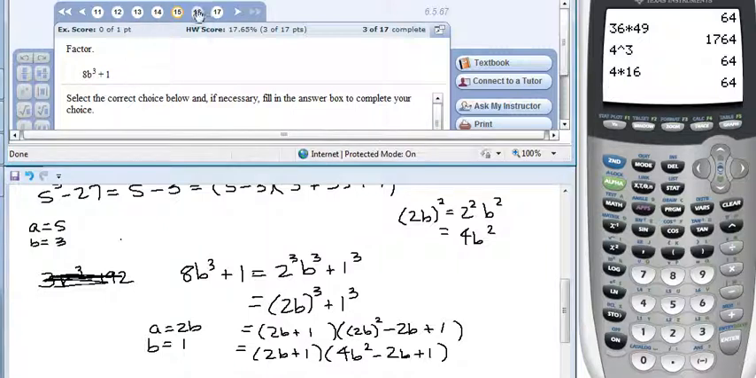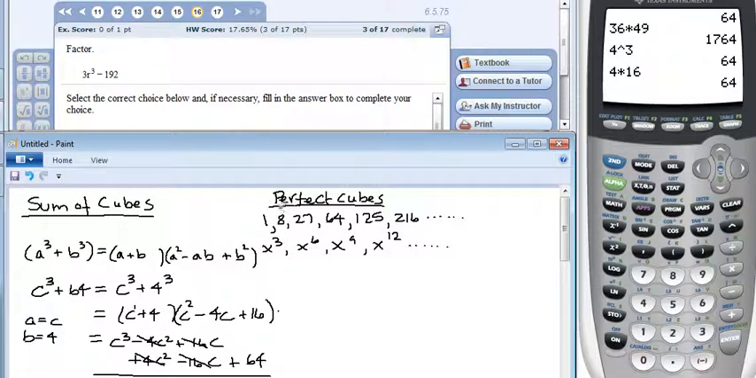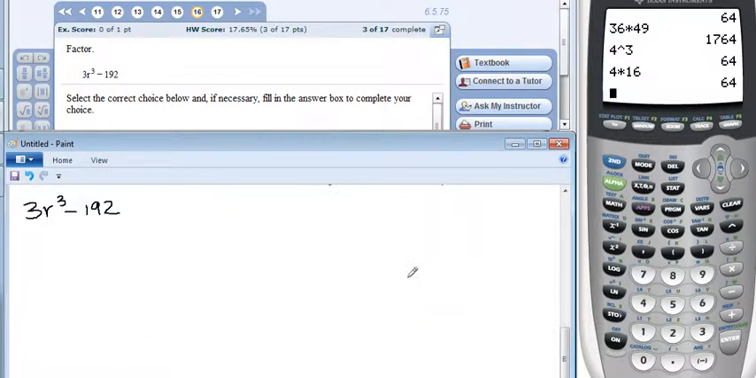All right, so we'll do these last two as well. All right, we have 3r cubed minus 192. All right. Now r cubed is on my list, but I guarantee you a 3 and a 192 are not. 3 is not. 192 is not. Now what? Well, I'm going to look to see whether there's a GCF. Is there something in common between these that I can take out and force it into that pattern?